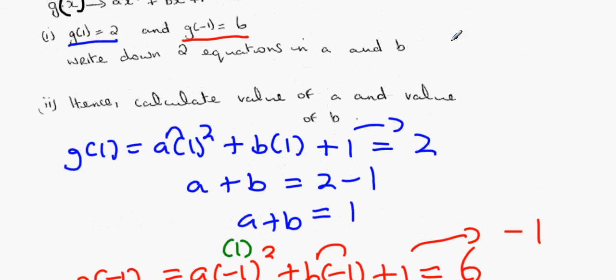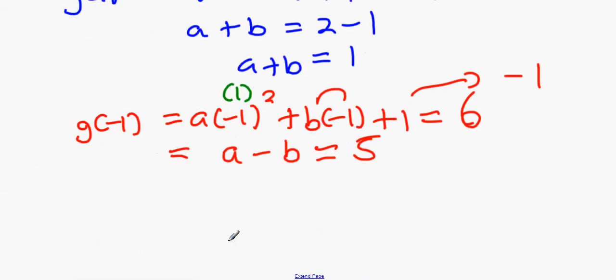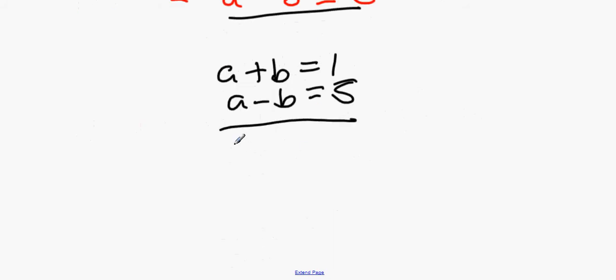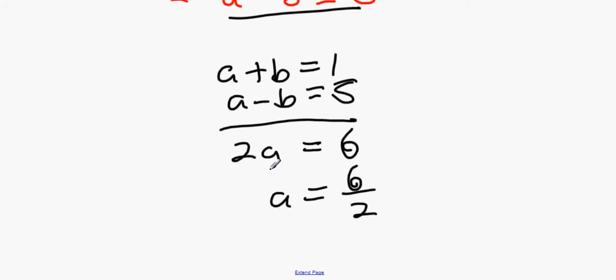These are our two equations in a and b. Hence, calculate the value of a and the value of b. So to calculate the value of a and b, we have a simultaneous equation. This is the first equation, second equation directly underneath it. And what we can do is add them directly down. So we get 2a equals 6. a therefore equals 6 divided by 2. a equals 3.